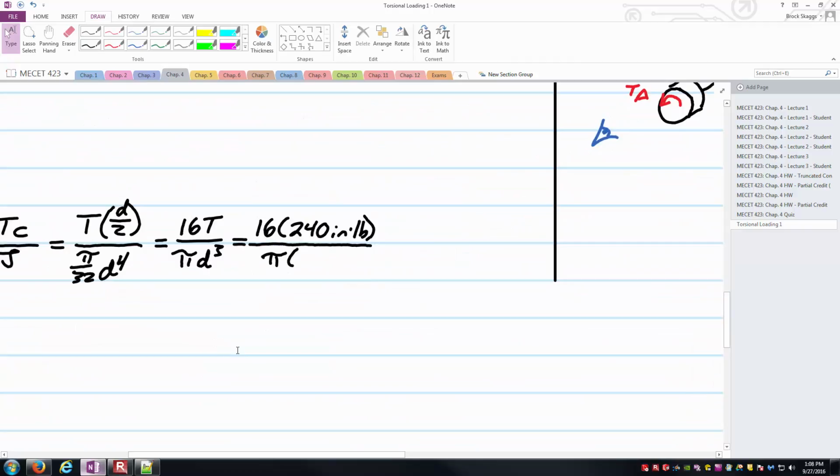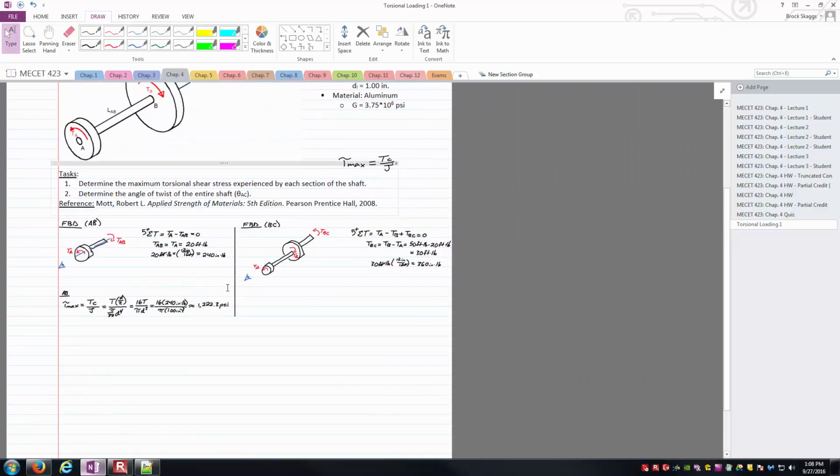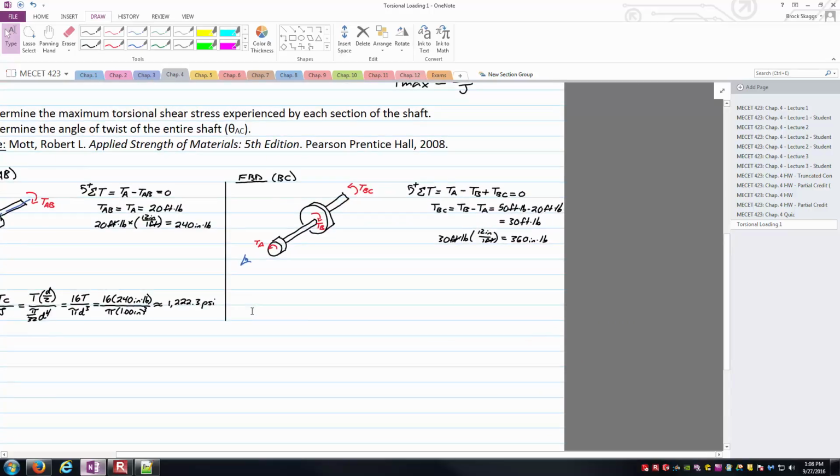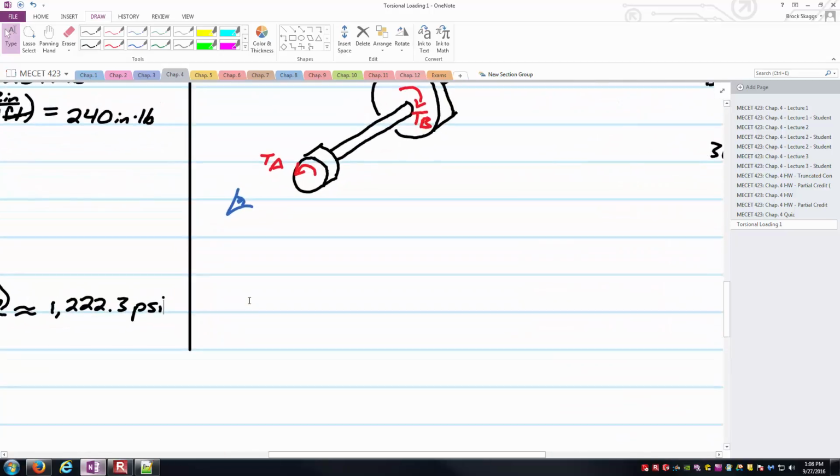We ensure to grab the right properties associated with each section of the shaft. And then I'll compute the value here. So 16 times 240 divided by pi is approximately 1,222.3 psi. And so we would say that's the maximum torsional shear stress experienced in section AB of the shaft. And so now we'll just repeat the process for BC here.